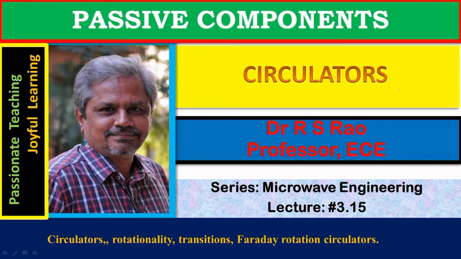These are different from microwave junctions. In junctions, power division takes place, or power combining, waves combining takes place. Here in circulators, there is no division, there is no combining. It is just accepting power at one port and delivering it at a specific other port.